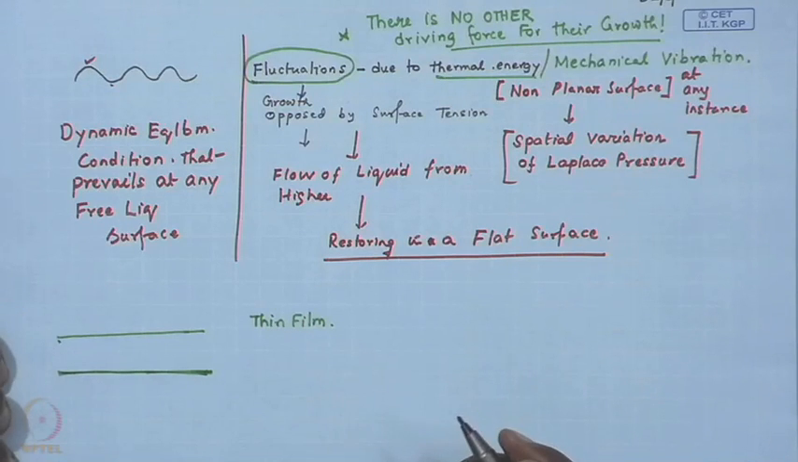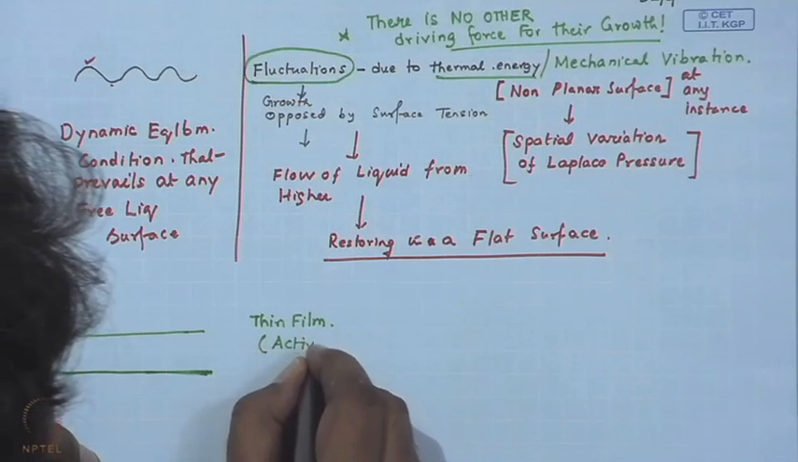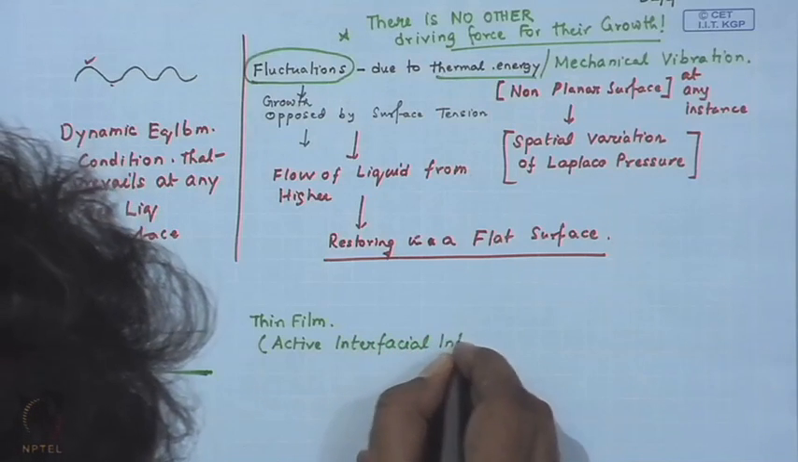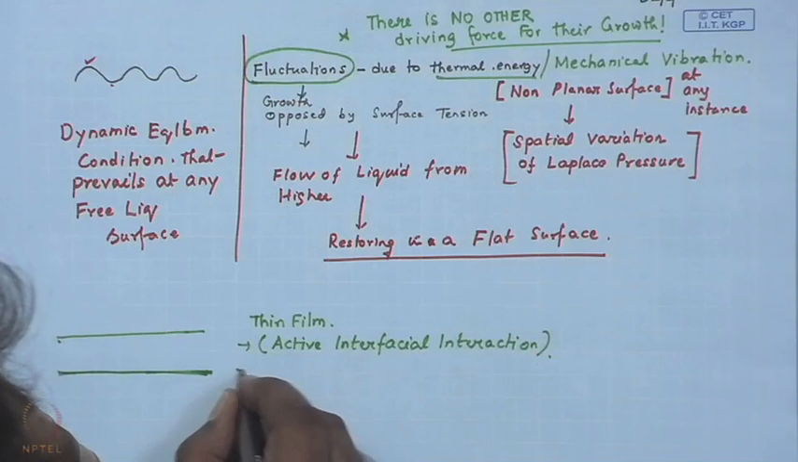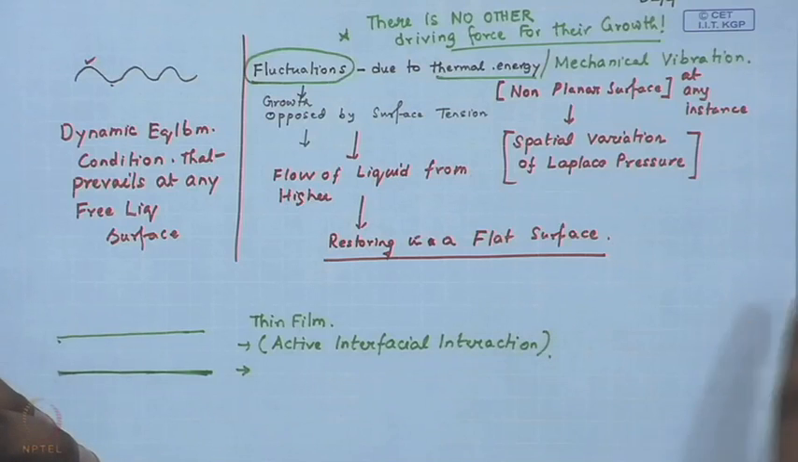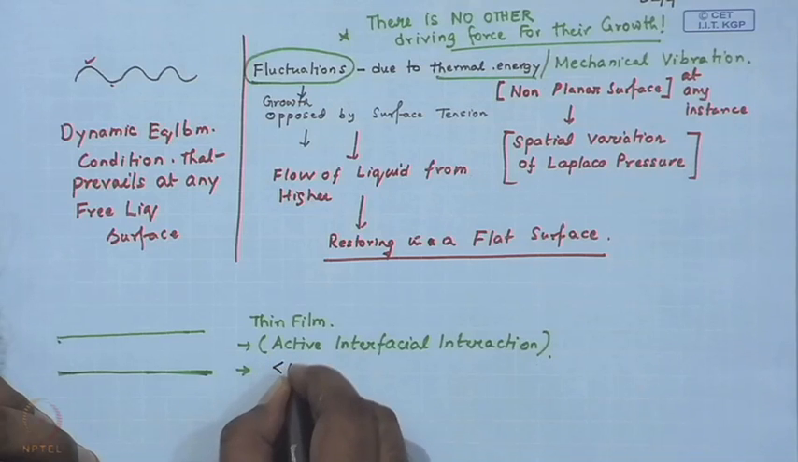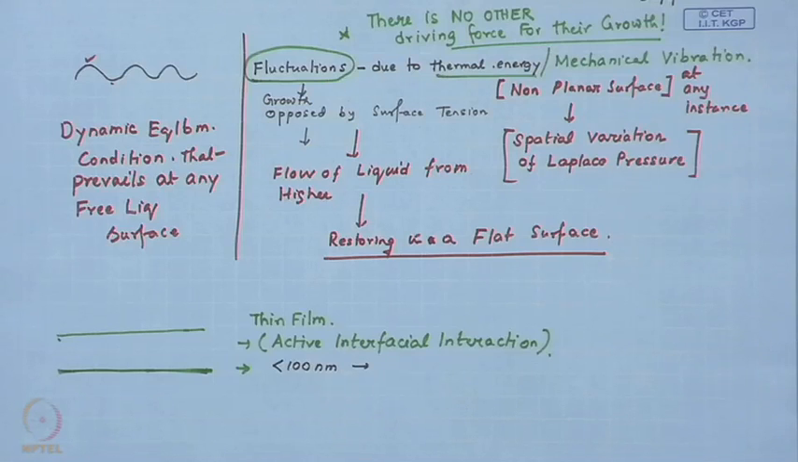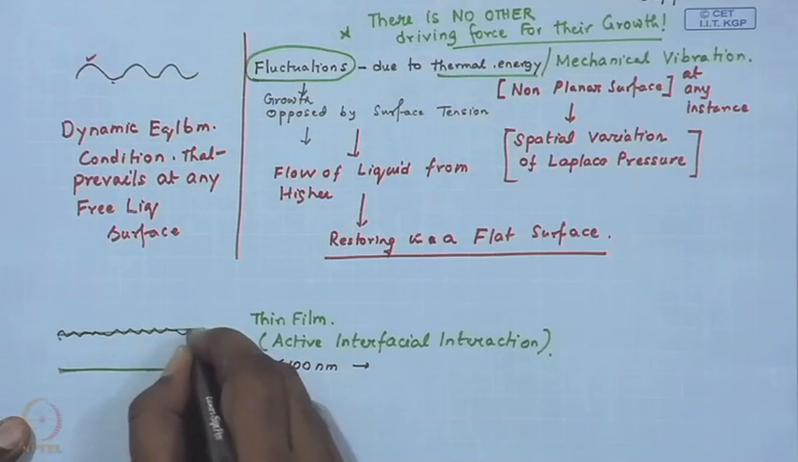So, we have of course defined a thin film based on the fact that there is active interfacial interaction, and we have also seen that physically these interfacial interactions remain active as long as you are in the range of less than 100 nanometer or maybe even thinner. So, let us now say that we are talking about a 40 or 50 nanometer thick film, it is a liquid film, and you have these fluctuations.